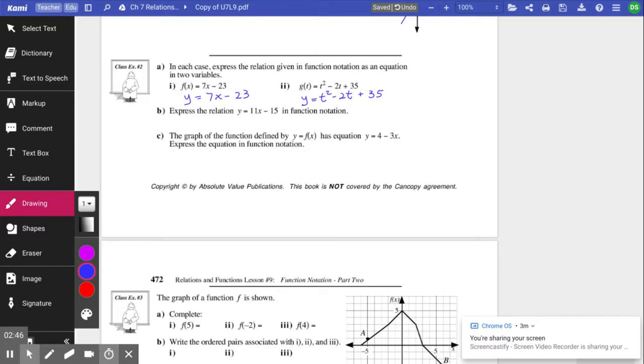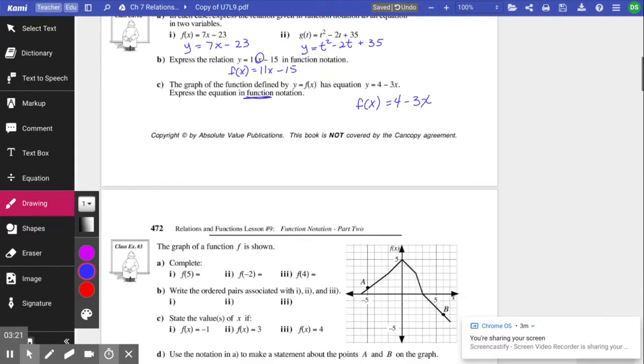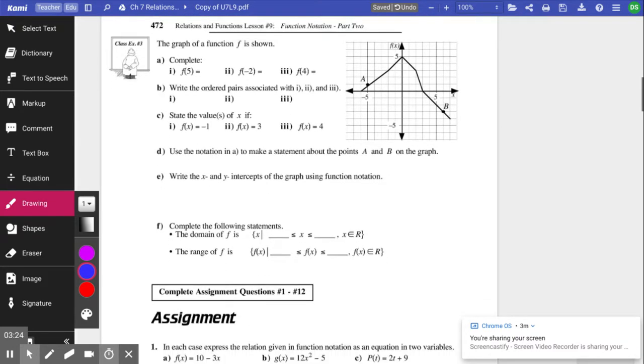And vice versa, we can take a relation and put it in function notation. We're going to put f of x. Now I'm choosing the x because that is what is in here, 11x. So I'm going to put the same variable that's here into the function notation. Letter C says the graph of the function defined by y equals f of x has equation y equals 4 minus 3x. Express it in function notation. That just means put an f of x in the front. It's not complicated. It's just learning to switch between equations and functions and understanding that the f of x portion is the same as the y.